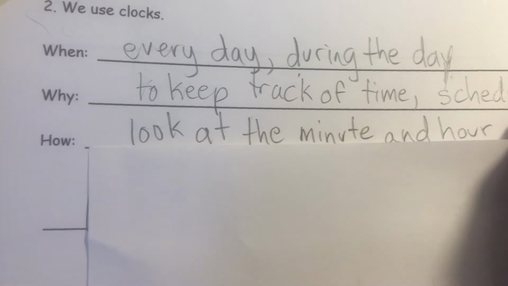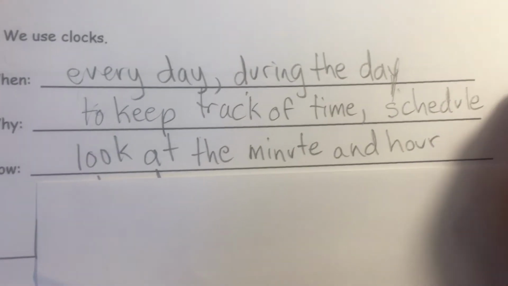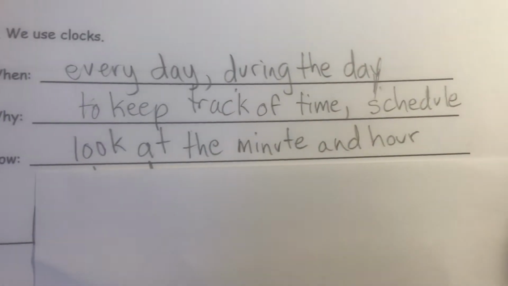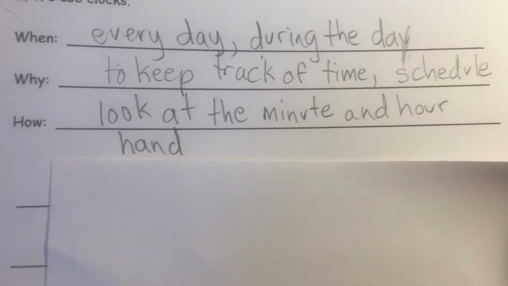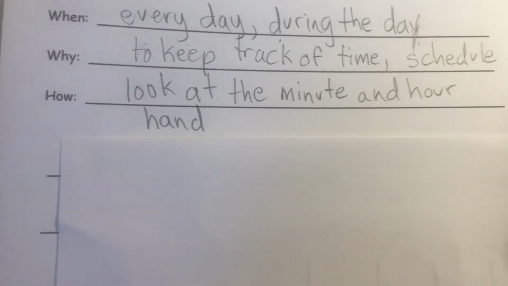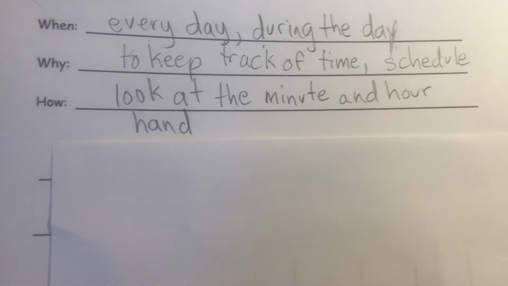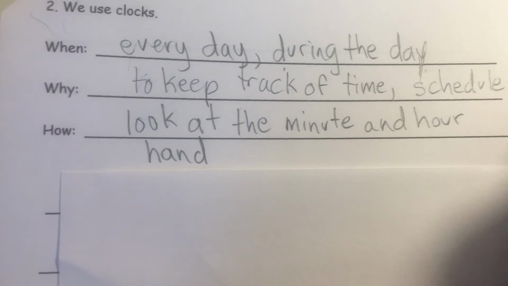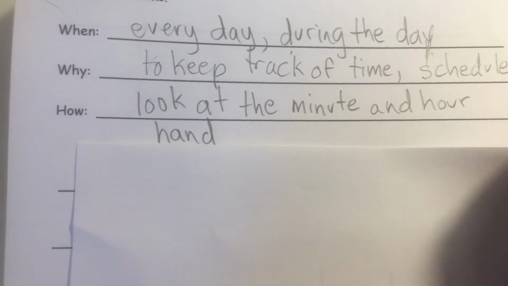And then how do we use clocks? Well, we use them by looking at the minute hand and the hour hand. If you have an analog clock, that's usually what you do. You look at the minute hand and the hour hand and you decide what the time is.